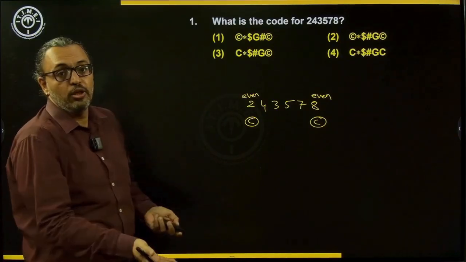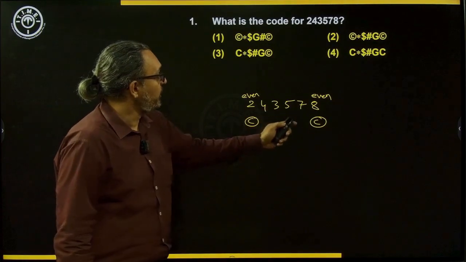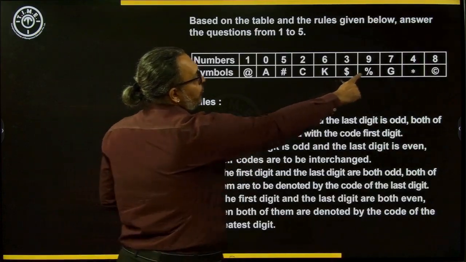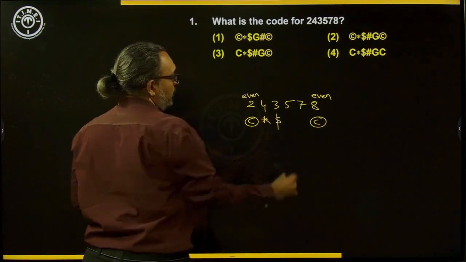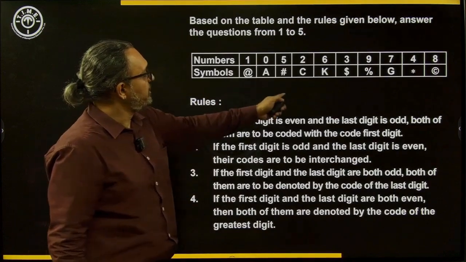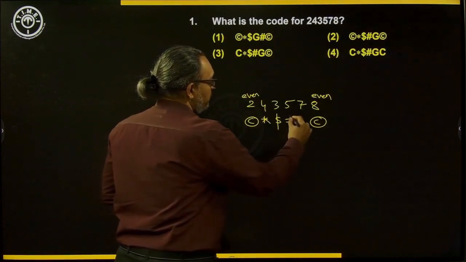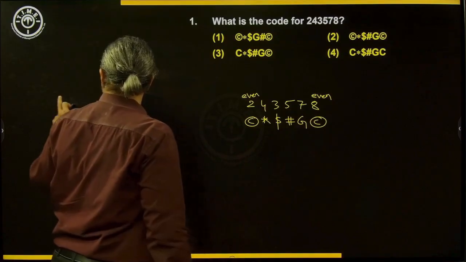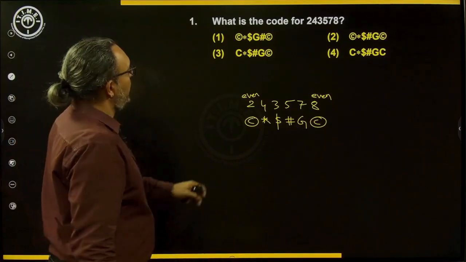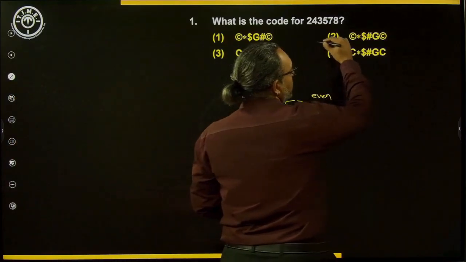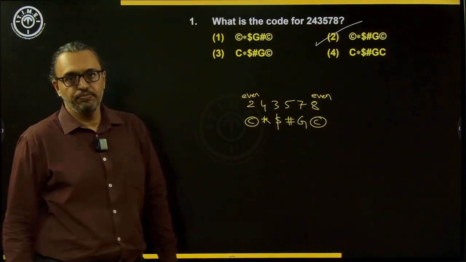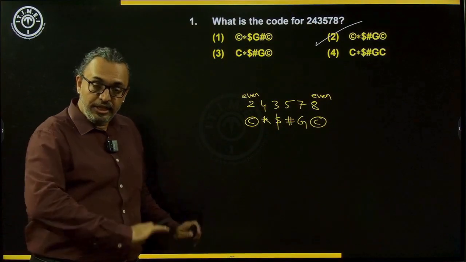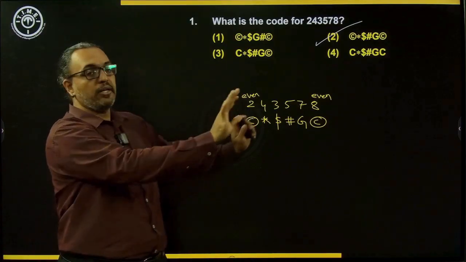You simply have to look into the codes. So 4357. 4 is asterisk, 3 is dollar. So asterisk, dollar, 57. 5 is hash, 7 is G. Now see which option that is. Hash and G, yes. So you get choice 2. That's all. You use the conditions and the table to get the answer, mark and move on.